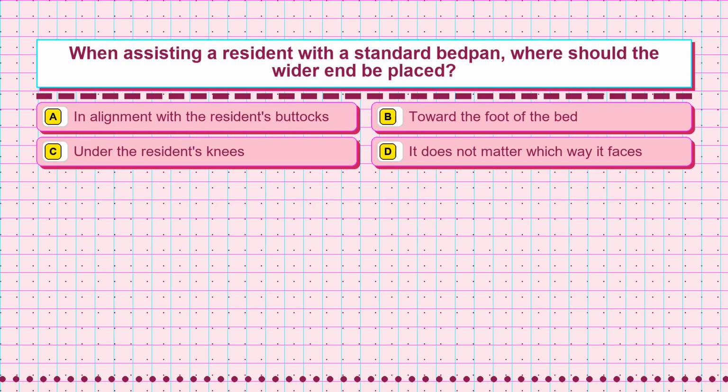Question 14. When assisting a resident with a standard bedpan, where should the wider end be placed? Option A. In alignment with the resident's buttocks. Option B. Toward the foot of the bed. Option C. Under the resident's knees. Option D. It does not matter which way it faces.